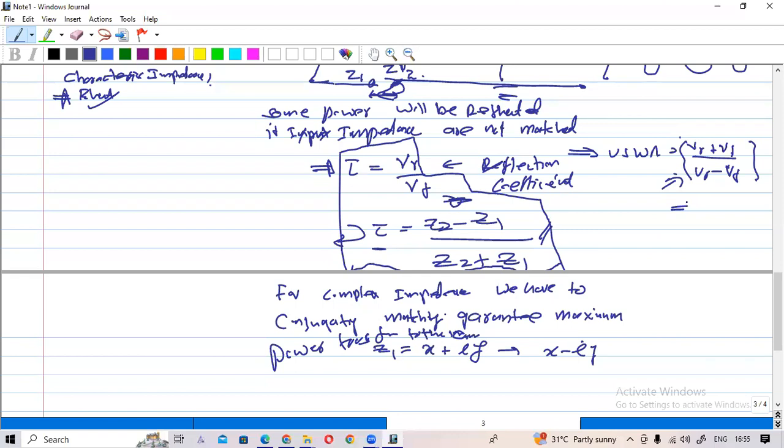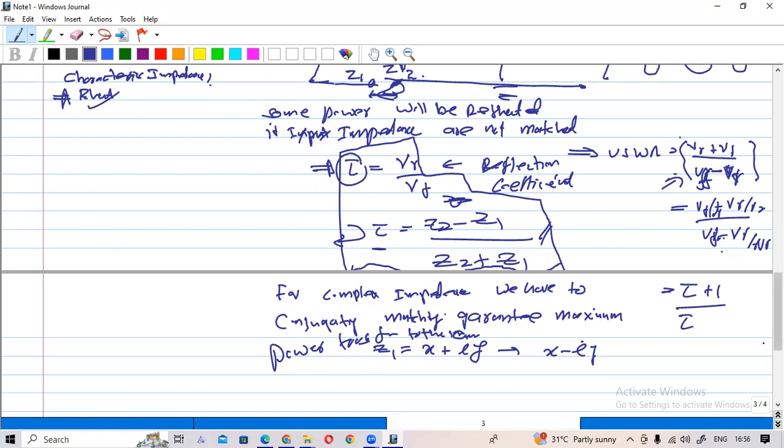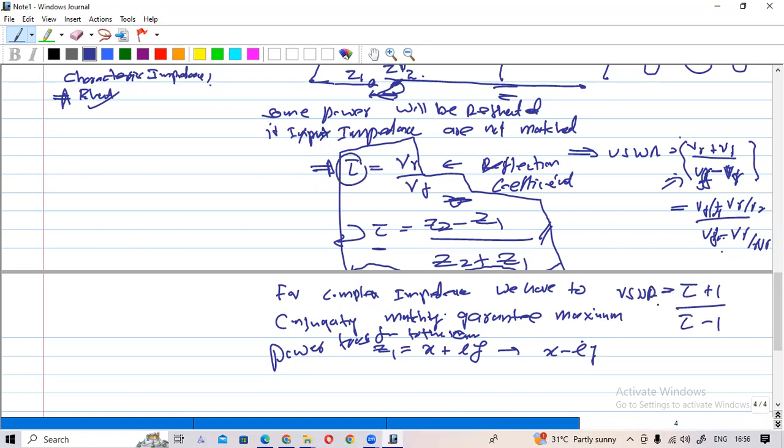So if I divide all these terms by VF, VR divided by VF is tau, so here it is tau plus 1, and here 1 minus tau, the reflection coefficient. I will write it again: VF plus VR over VF minus VR. If I divide all these by VF, VR over VF is tau, so it is 1 plus tau over 1 minus tau. This is the definition of the VSWR.